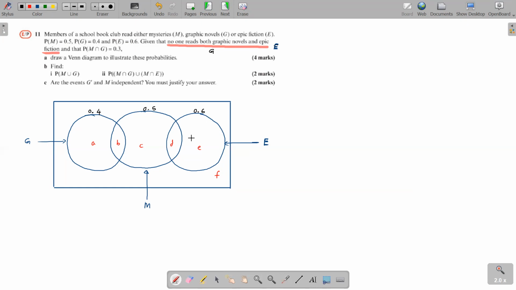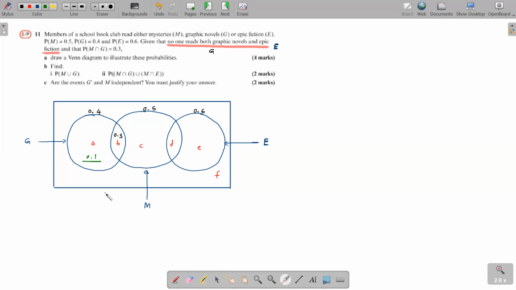All right, given that no one reads graphic novels and epic fiction, and that probability M intersection G is 0.3. Guys, M intersection G, where is that? This is circle M, this is circle G. Where do the two circles intersect? Clearly, you can see the two circles intersect only at D. I'm not going to draw regions because it's pretty obvious. That's 0.3, this region. If that is 0.3, we can find the other regions easily. Region A is 0.4 minus 0.3, so region A is 0.1.